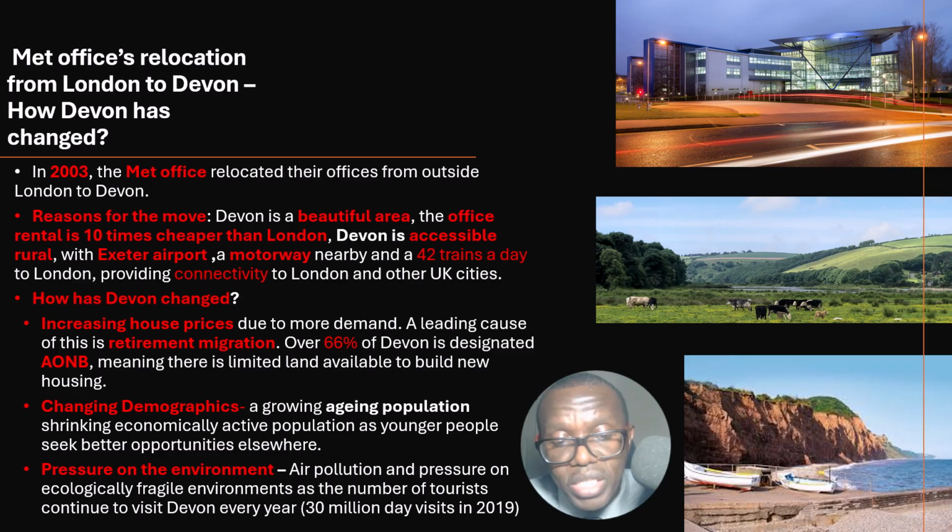Then the last change that we're going to talk about here is pressure on the environment. Now, air pollution and pressure on ecologically fragile environments is taking place as the number of tourists that visit Devon continues to increase every year. Now, in 2019, 30 million day visitors visited Devon, and that is a lot of people. And that obviously is creating a lot of pressure on those fragile environments and causing air pollution, congestion, and so on.